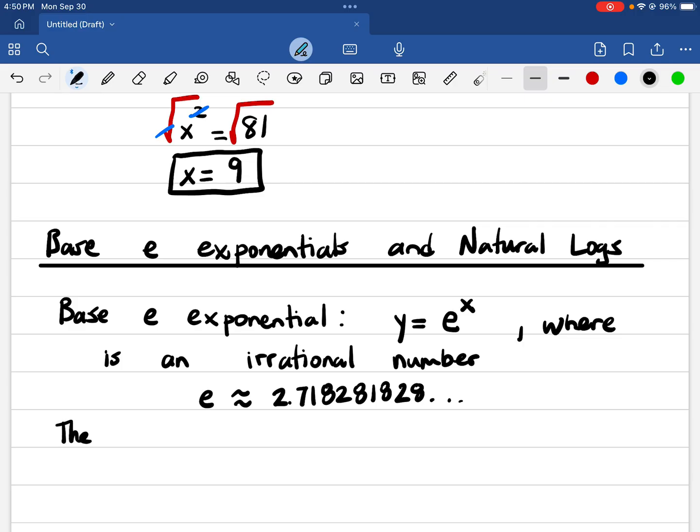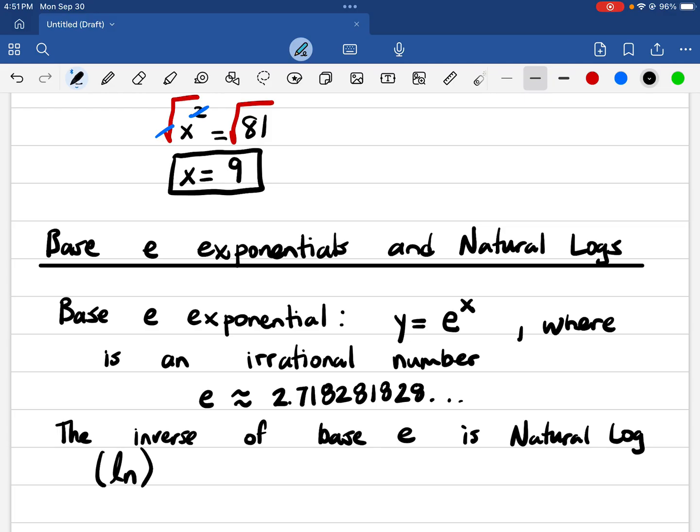The inverse of base E is natural log. So like regular exponentials and logs are inverses of one another, base E also has an inverse, and that comes in the form of natural log. All right, when you see us write it, you're going to see us write it as LN. LN stands for natural log.